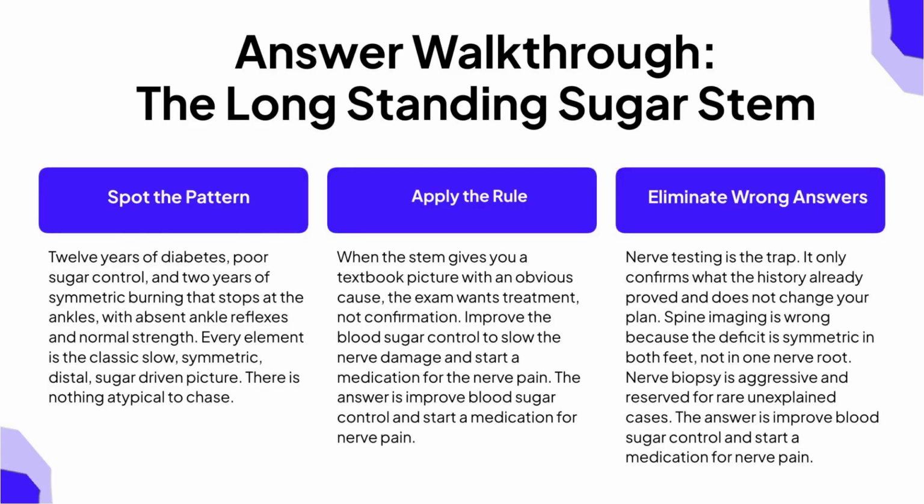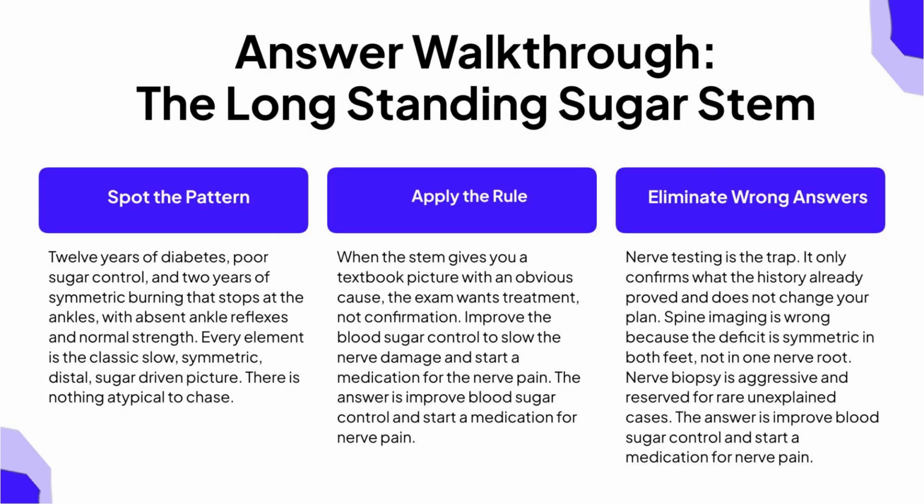Step 1. Spot the pattern. 12 years of diabetes, poor control, 2 years of symmetric burning, stopping at the ankles, absent ankle reflexes, normal strength. Every element is the classic slow, symmetric, distal, sugar-driven picture. Nothing atypical to chase. Step 2. Apply the rule. When the stem hands you a textbook picture with the cause already named, the exam wants treatment, not confirmation. Improve the blood sugar control to slow the damage and start a medication for the nerve pain.